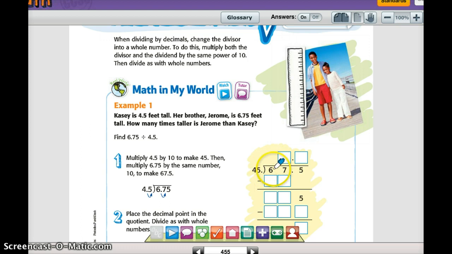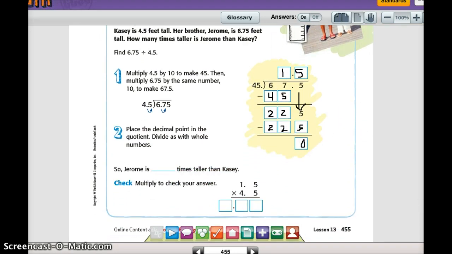So 45 doesn't go into 6. But 45 does go into 67 once, and it is 45. Okay, so I multiplied 45 times 1 to get 45, subtracted that out, and I got 22. And I knew 22 was less than 45, so I could go ahead and bring down my 5. Now I'm looking at how many times does 45 go into 225. Alright, so it's 5 times. So I wrote my 5 up here. I multiplied 45 times 5. I got 225. Subtracted out. There was nothing left over. So our quotient is 1 5/10.